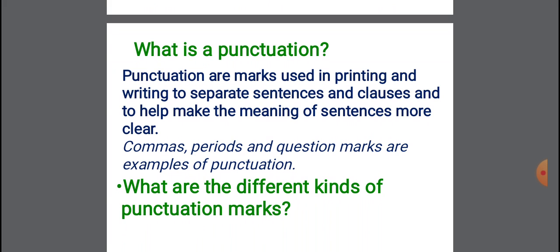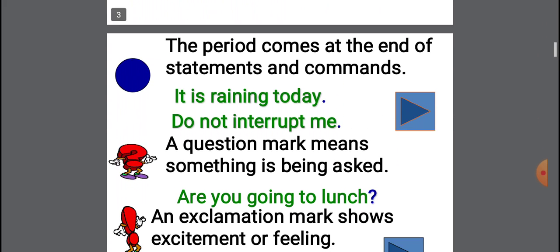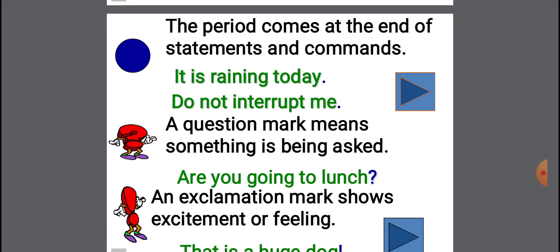Now, what are the different kinds of punctuation marks? Today we will discuss only four or five marks. The first one is the period, that is, the full stop. Then we will learn about the sign of interrogation, then the exclamation mark, then the colon and the comma. These are the marks we are going to discuss. First of all, we will take the period, that is, the full stop.